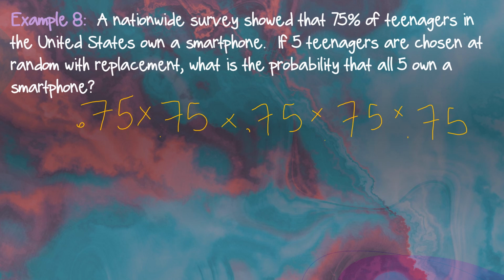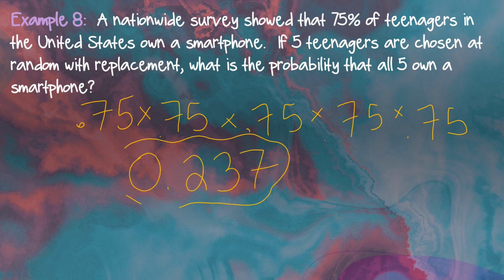But this is going to be a pretty gross looking decimal. So 0.237304688, it keeps going on, and we're just going to round this to 0.237. Typically with probability, if we have a decimal, we'll round it to 3 decimal places.